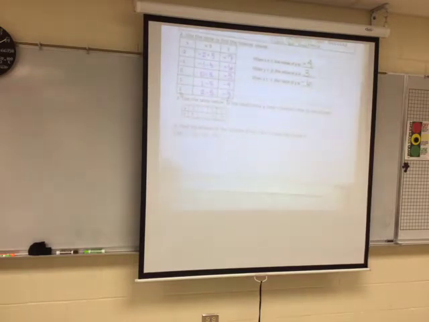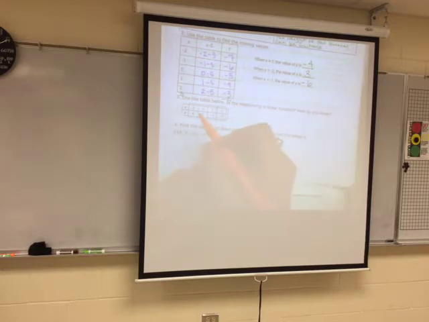Number 3. Number 3 says, use the table below. Is the relationship a linear function, and how do you know? So this is kind of what we were talking about yesterday. I put together what we did yesterday and what we were doing last week. So here I've got a table.